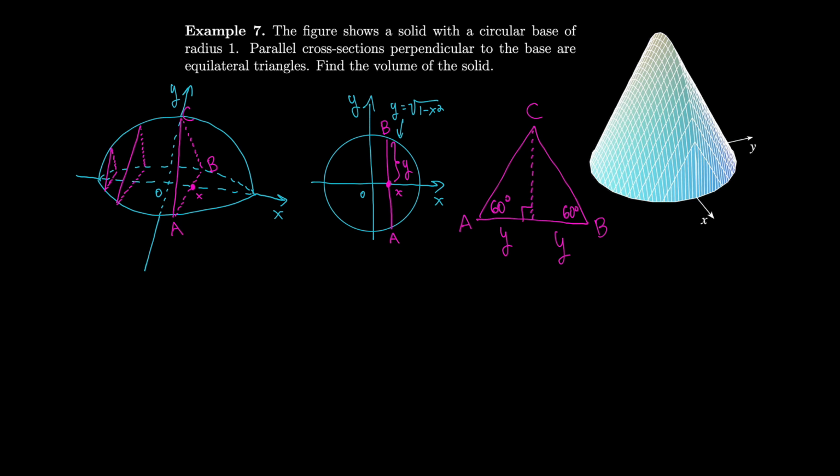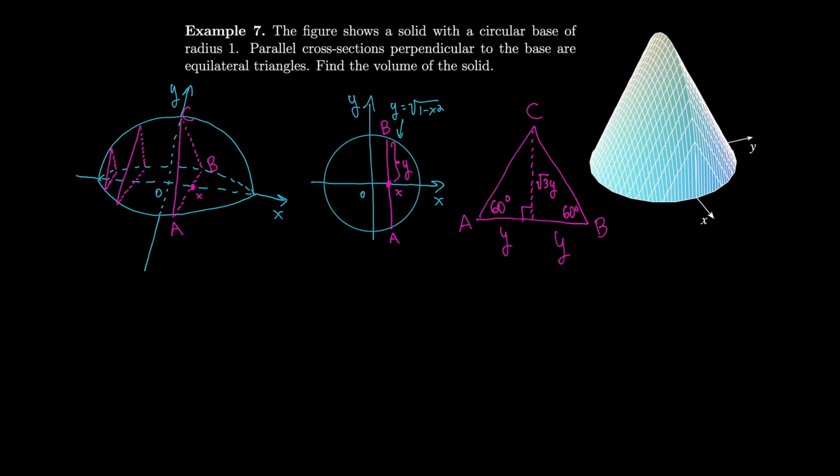So if it's a 30, 60, 90 triangle, remember that the part opposite the 30-degree angle, if it's x, then the height is x rad 3. So this height is rad 3 times y. And then the hypotenuse is 2y, but we don't need that.